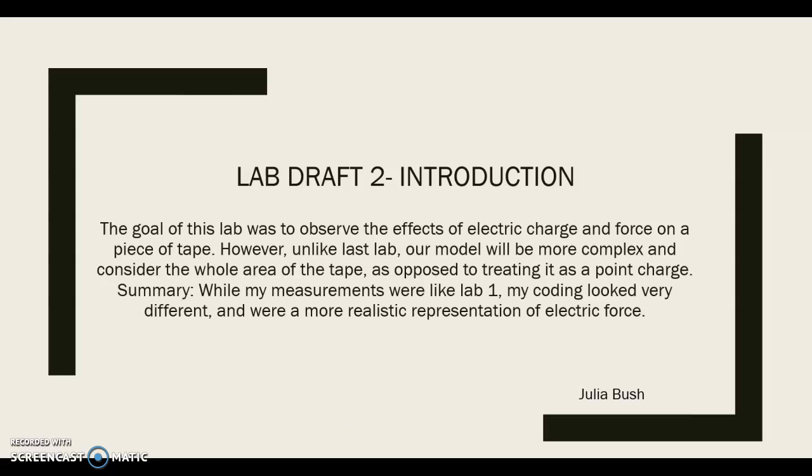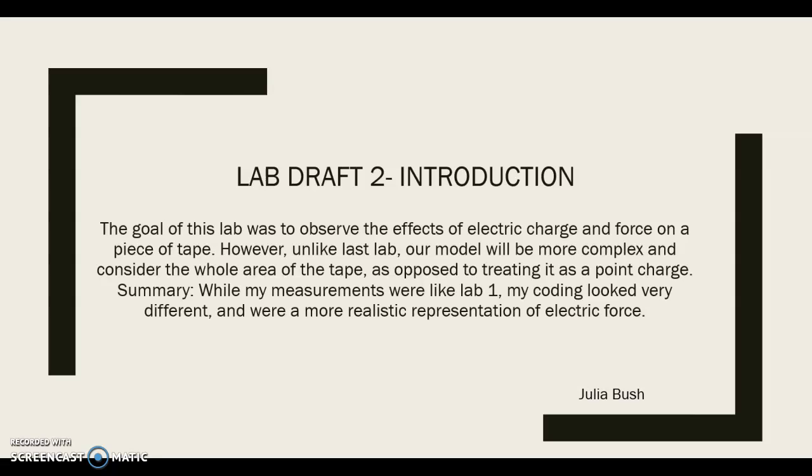The goal of this lab was similar to Lab 1. We were observing the effects of electric charge, force, and fields on a piece of tape by another piece of charged tape. But unlike last lab, our model was more complex and considered the whole length of the tape, as opposed to treating it as a singular point charge.